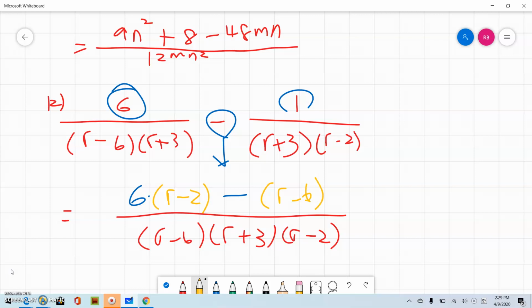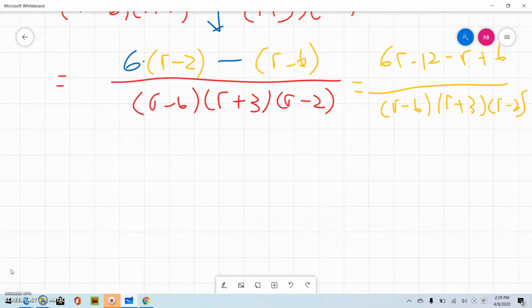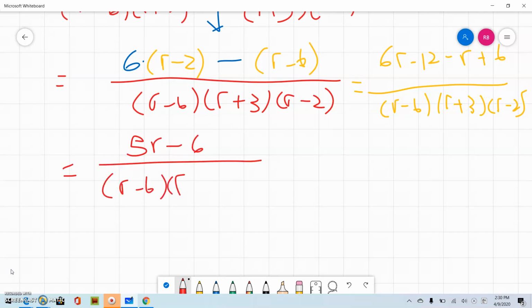So when I simplify everything, it's 6r minus 12 minus r plus 6 over those three factors multiplied together. You don't have to FOIL. So then the answer after I simplify everything is 5r minus 6 over r minus 6, r plus 3, and r minus 2. All right, let's look at 13.